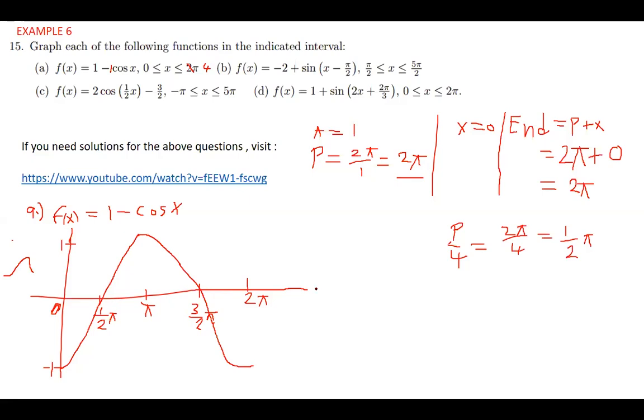If they gave us 4 pi, it simply means that this would have kept on going. So 2 pi plus 1/2 pi, you keep on adding like that. You get something like 5/2 pi. Then you add another 1/2 pi, you get 3 pi.